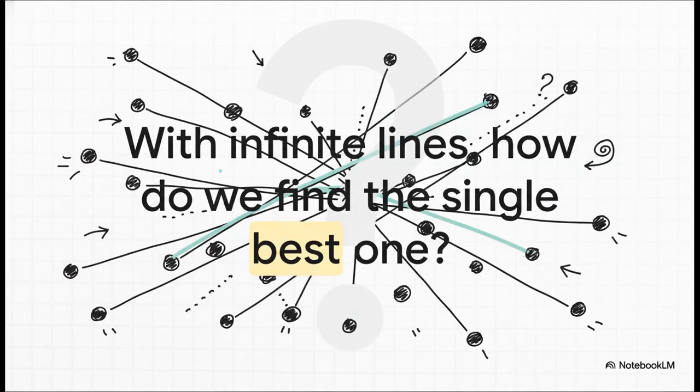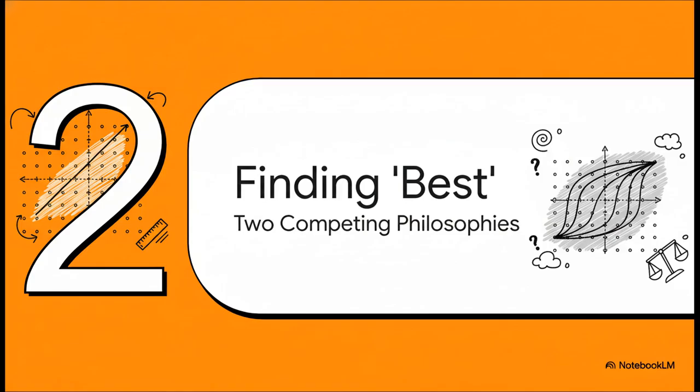So, okay, we've got our data, and we want to draw a line through it. Simple enough. But which line? I mean, there are literally infinite possible lines you could draw. How on earth do we pick the single best one, the one that actually represents the true pattern? Well, as it turns out, there isn't just one simple answer. In fact, there are two major and kind of competing philosophies on how to find that best line. And they come at the problem from completely different angles.